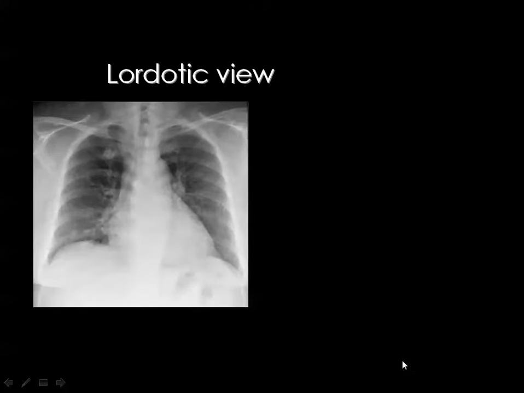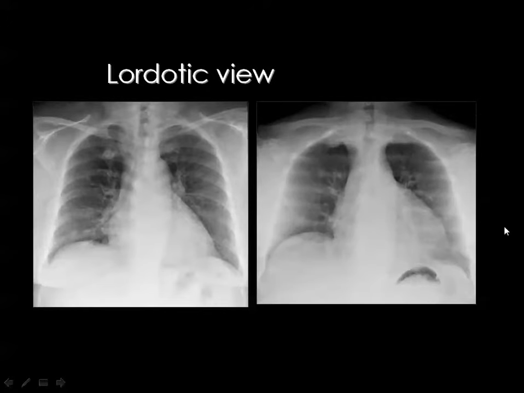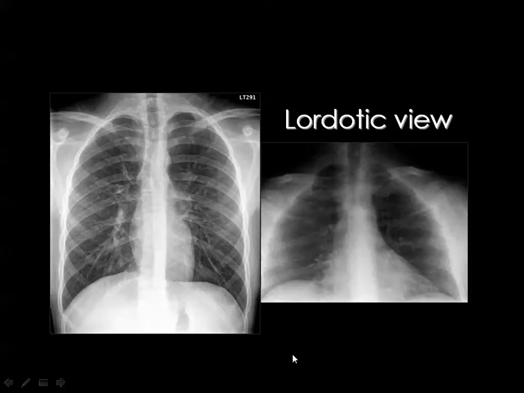Then the lordotic view is obtained in the anteroposterior projection by tilting the patient about 45 degrees relative to the X-ray beam. The main value of this lordotic view is to displace the shadow of the clavicle away from the area of the lung apex. Then you can see this is the lordotic view, and the shadow of the clavicle is not covering the apex of the lung, and if there are any infiltrations, minute lesions, or calcification, they can be clearly visualized.